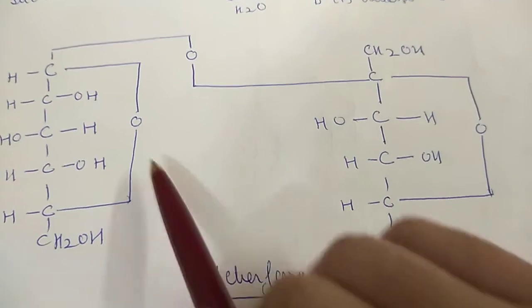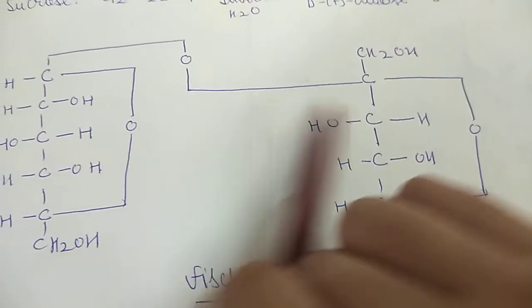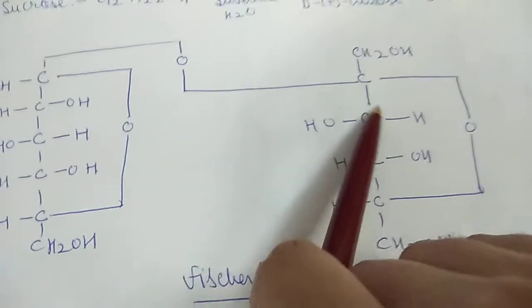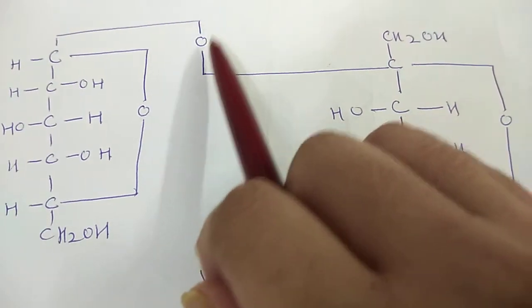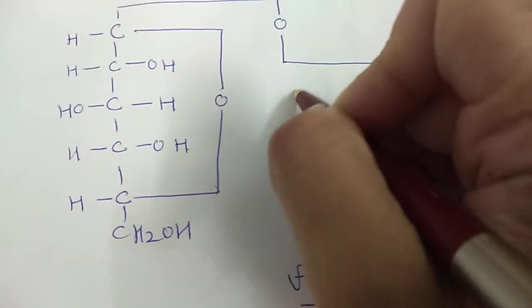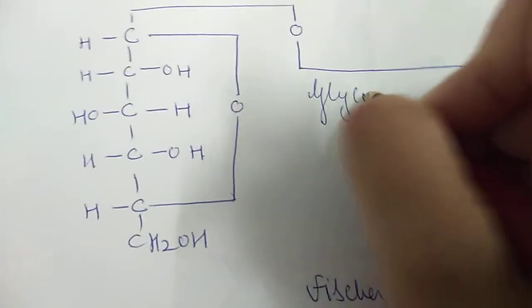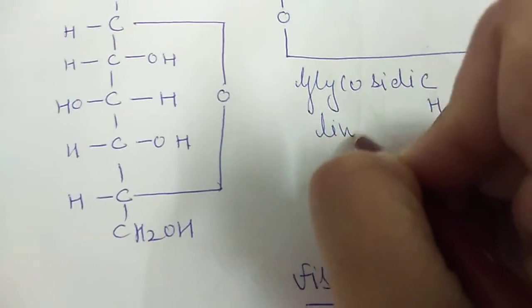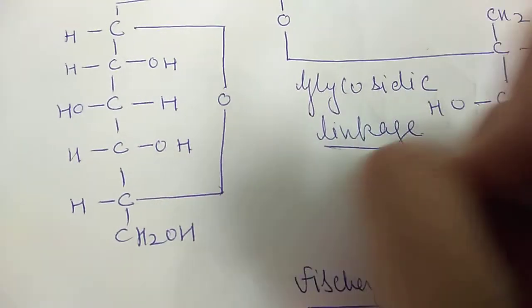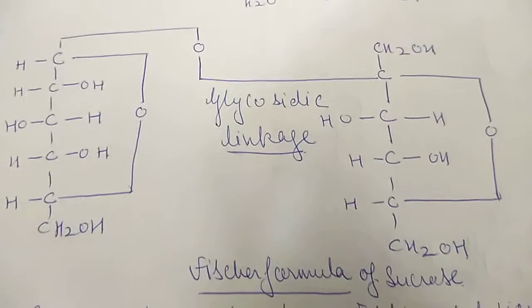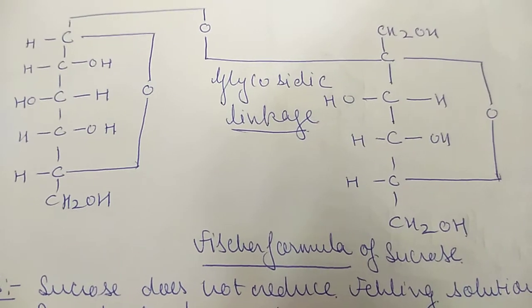I am repeating it. This is glucose, this is fructose, and the bond between carbon number 1 of glucose and carbon number 2 of fructose is through this oxygen by loss of a water molecule. This is called a glycosidic linkage. I will explain it more in the Haworth projection formula. So this is the Fischer projection formula of sucrose which we get.